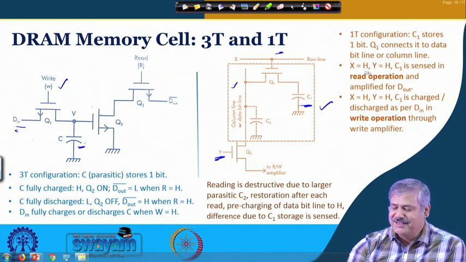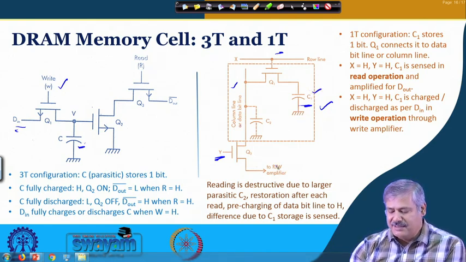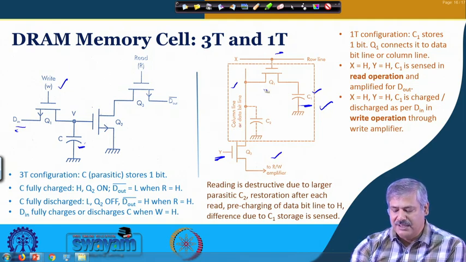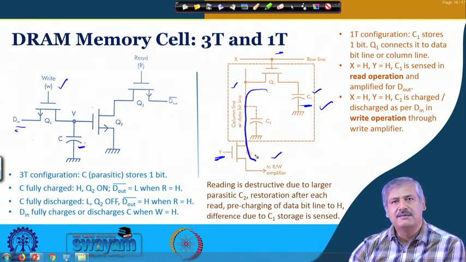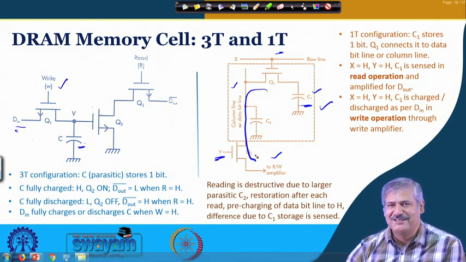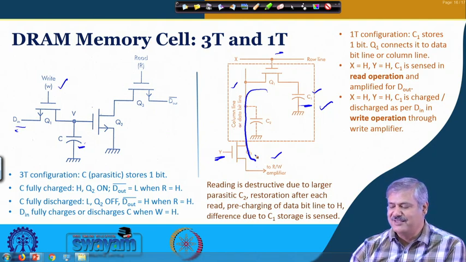When X is high and Y is high, both of them are high, whatever is the value of C1 gets sensed when the read operation is done. If it is low, it is sensed as low, and if it is high, it is sensed as high. There are some more issues which we shall shortly discuss.